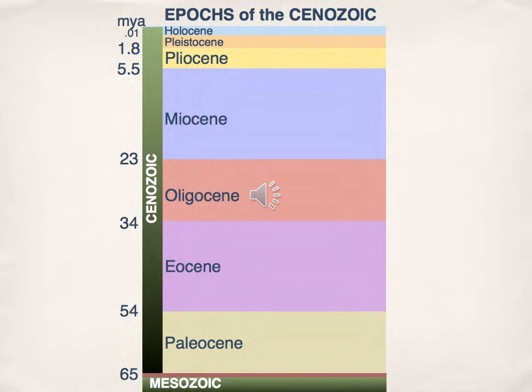Some people think we're now in what's known as the Anthropocene, where humans are negatively impacting the planet in terms of global warming and the environment. Each one of these epochs has a major geologic event associated with it.